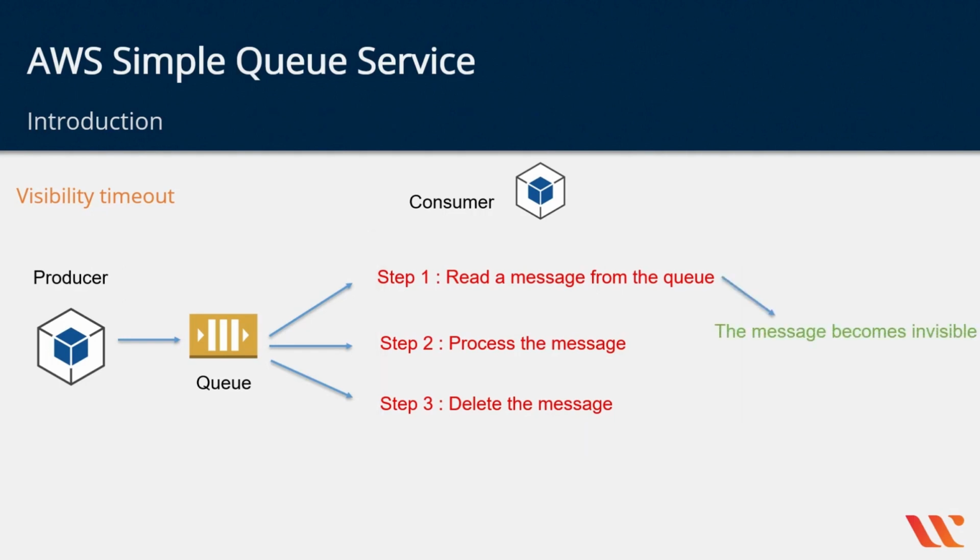Now, during the time when the message is read, that message becomes invisible in the queue. It's not deleted, it just becomes invisible. The reason it becomes invisible is that if you have multiple consumers reading messages from the same queue, which is possible, you have to ensure that other consumers don't read the same message again. So there is a visibility timeout during which that message becomes invisible to other consumers. During this time, it is the responsibility of the consumer to ensure that it has the ability to process the message and then delete it.